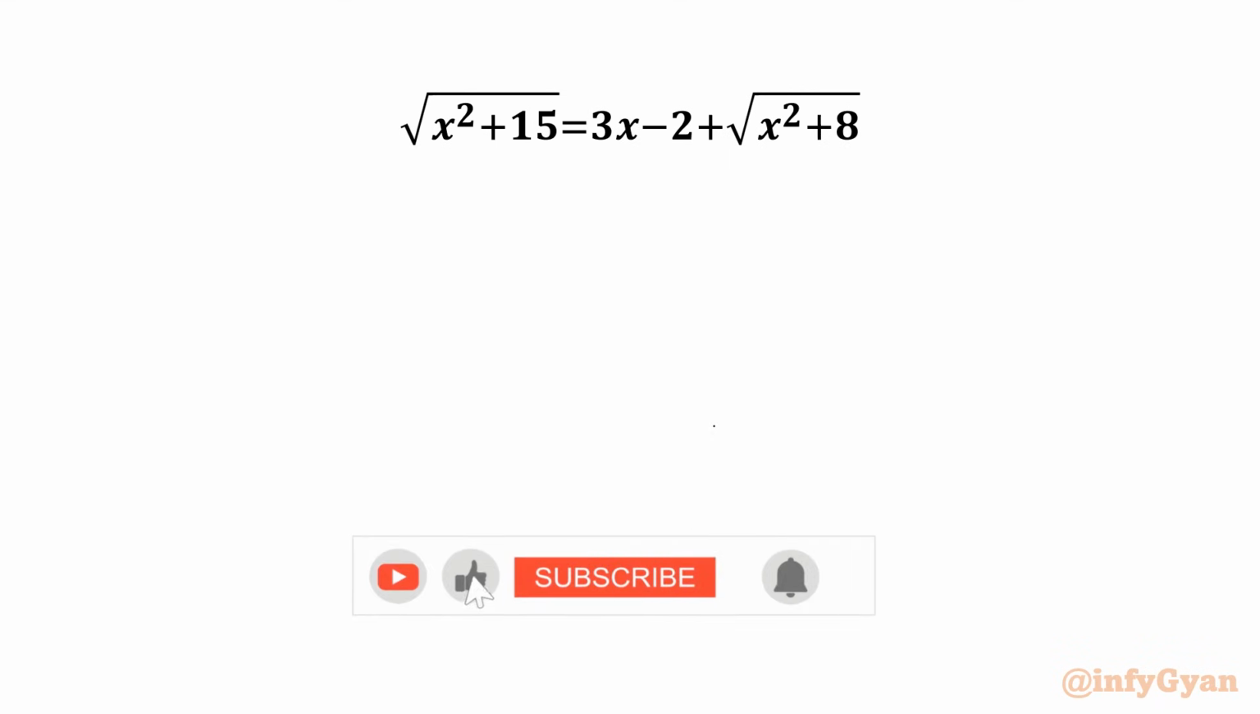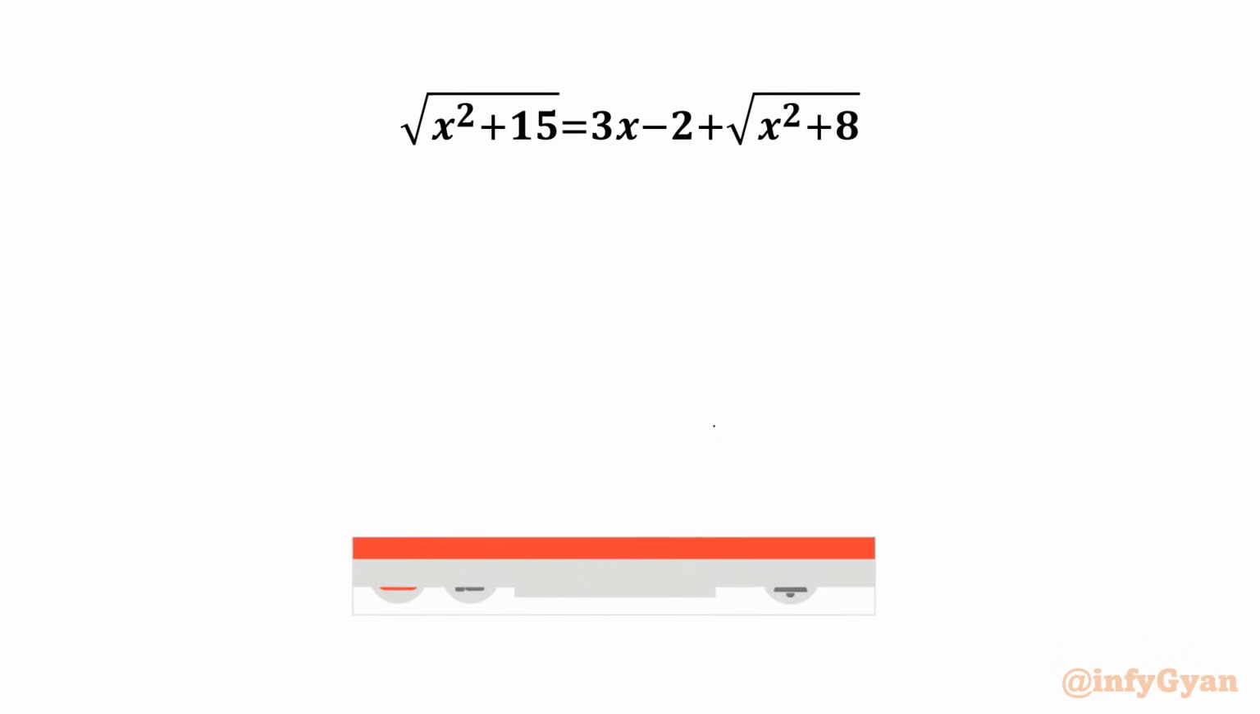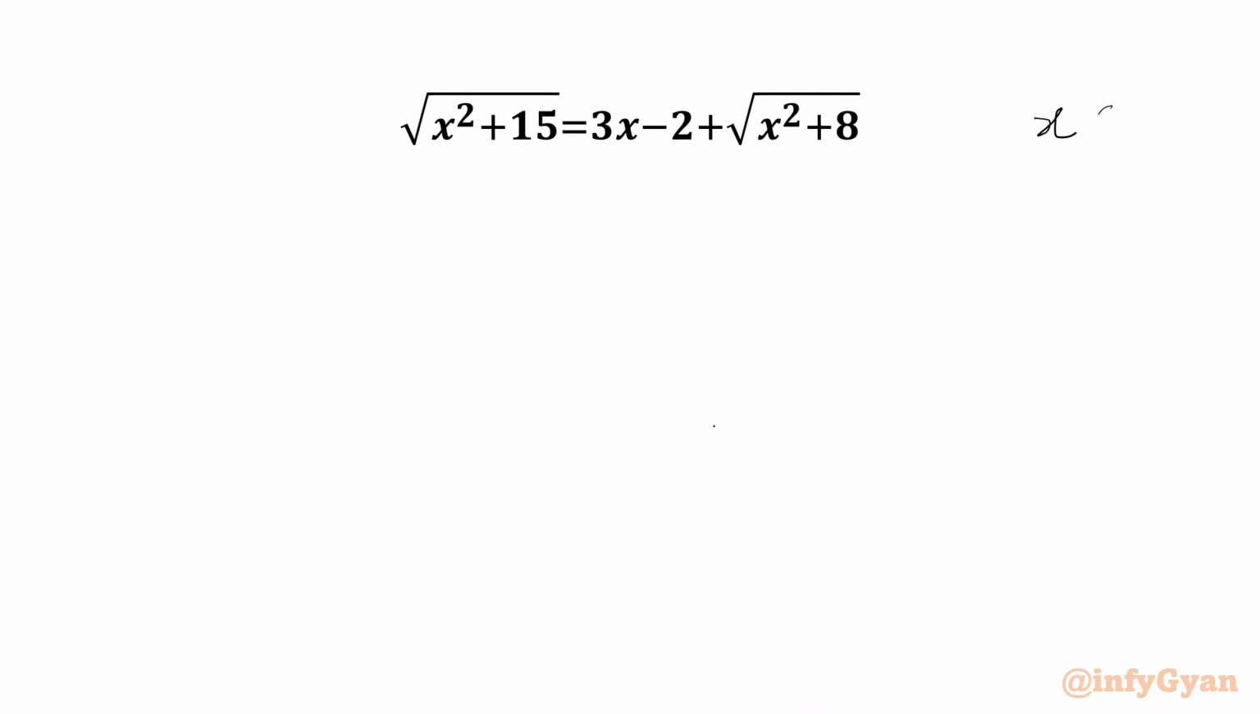Today in this video, we have to solve one very interesting and challenging radical equation for the real values of x. The equation is square root of x square plus 15 equals 3x minus 2 plus square root of x square plus 8. At first glance, it looks like a very simple and ordinary equation. We'll be squaring both sides. We'll get one quadratic equation and we will reach our final answer. But it is not as simple as that.